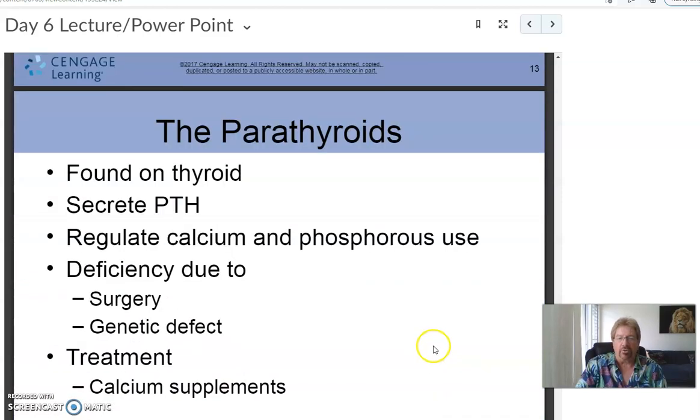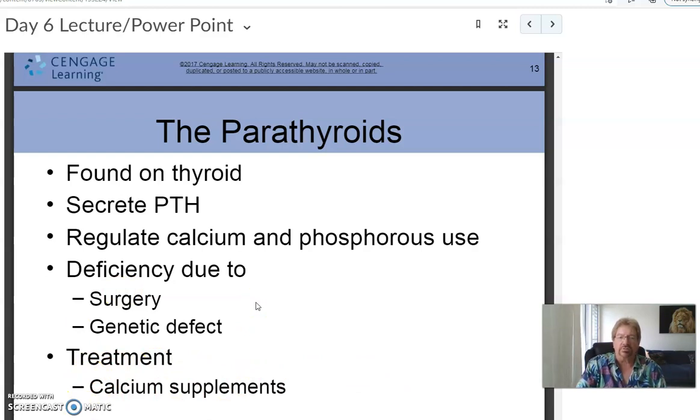The parathyroid glands, found in the thyroid. Remember, there are 4 little tiny ones. They secrete PTH, parathyroid hormone, which regulates calcium and phosphorus use. It removes it from the bone and puts it in the blood. Calcitonin from the thyroid does the opposite. Deficiency can be due to surgery or genetic defect. Treatment: calcium supplements.